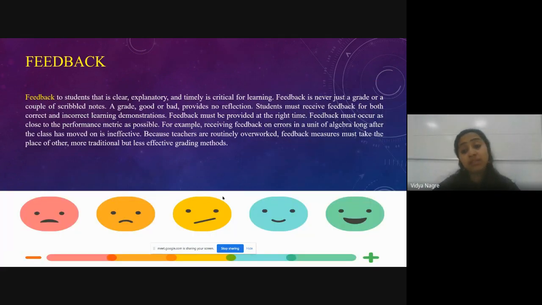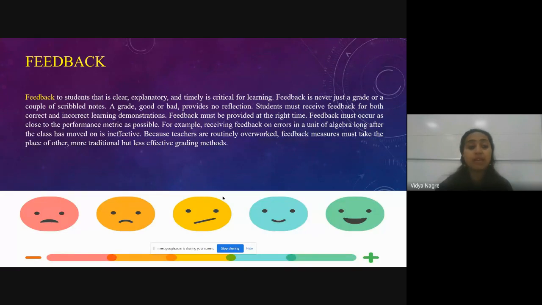Feedback is something loved by all people of all ages. Especially for students, feedback plays a vital role in the motivation of learning. It is very critical to learning. So feedback is never just a grade or a couple of scribbled notes. A grade, good or bad, provides no reflection.